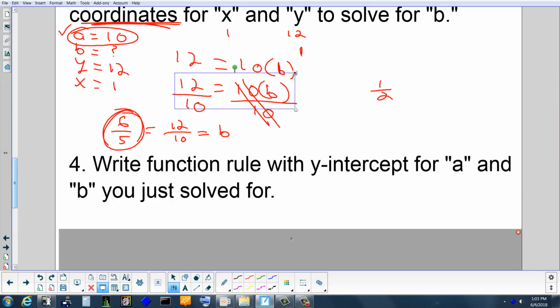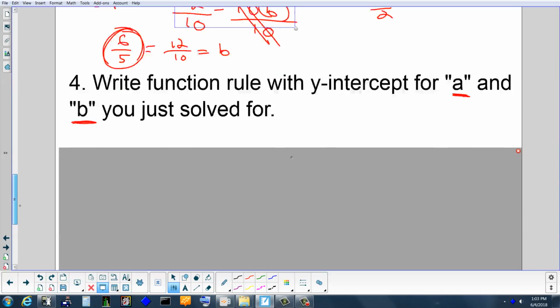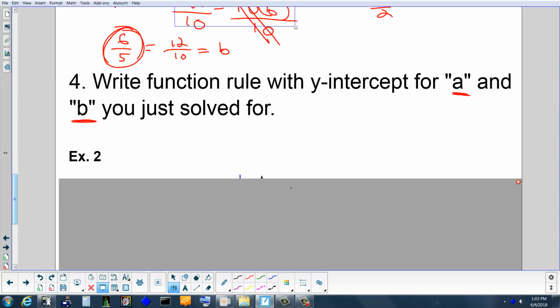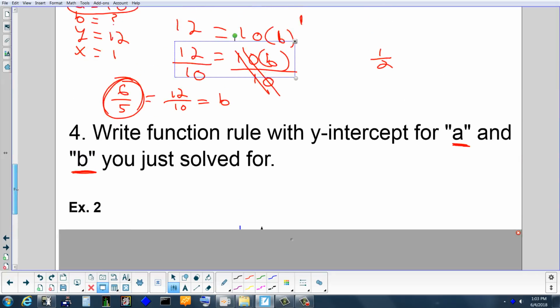Now the last step is write your final answer. In the final answer, you just fill in the A and the B. You don't do anything with the X and the Y. So here's our formula: Y equals AB to the X. Don't touch the X and the Y. Just fill in the A and the B.